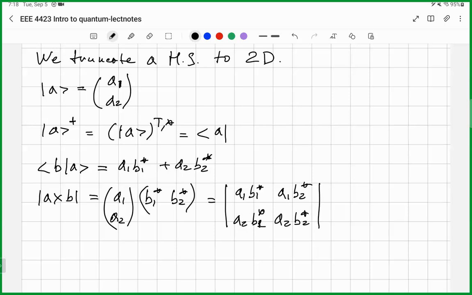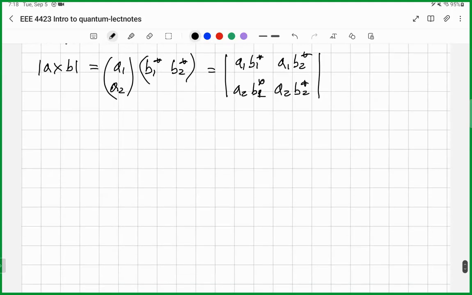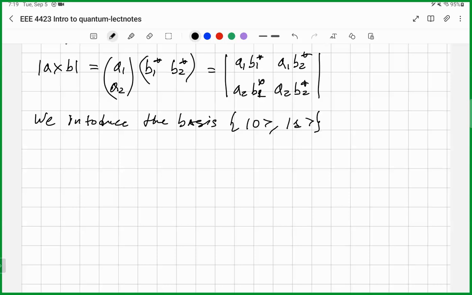Yeah, so this is how we represent the vectors in the two-dimensional Hilbert space. And the last thing I want to tell you today is the basis vectors in this two-dimensional Hilbert space. The simplest basis we introduce is 0, 1. We introduce the basis 0 and 1. Okay, so what is 0, what is 1?